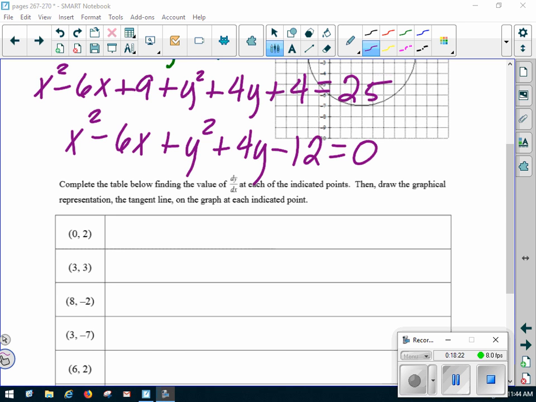This is the general form of an equation of a circle. Now, take the derivative. Now we are taking the derivative with respect to x. What's the derivative? Go. 2x minus 6 plus... what would the derivative be if you just looked at it and said, oh, the derivative is 2y, but the variables don't match, so it's 2y dy/dx.